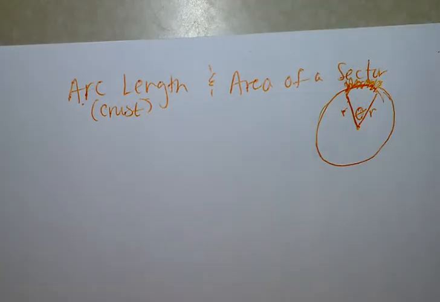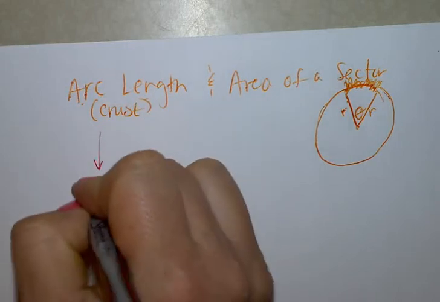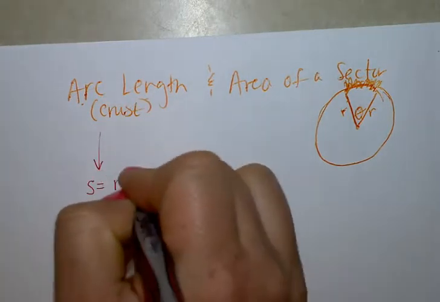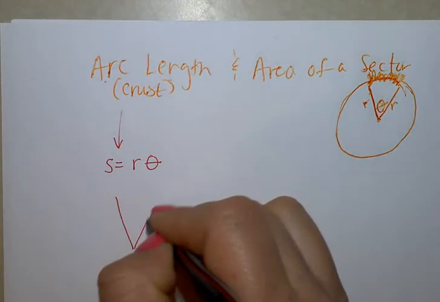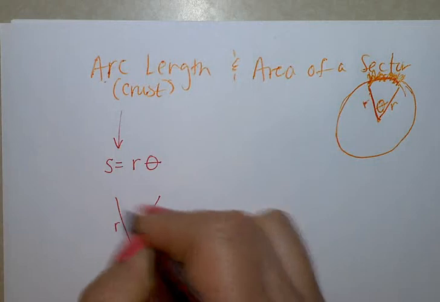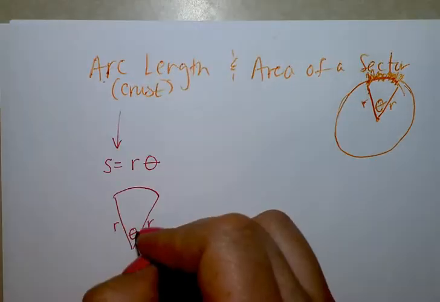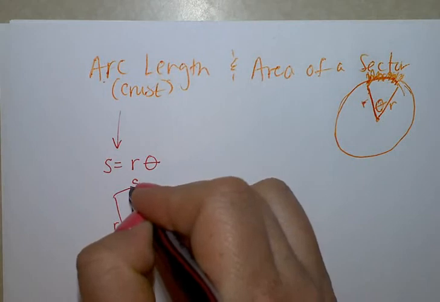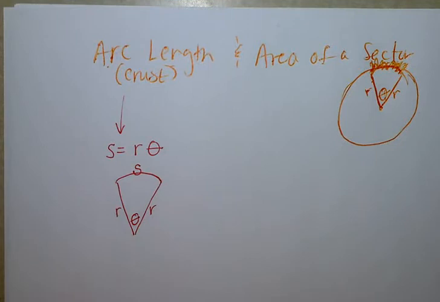Now here are the 2 formulas that you need to have memorized. First is arc length. The arc length is written as S equals R times theta. And I'm going to draw a piece of pizza here. These two will always be the exact same length. This is your central angle. And we use an S to represent the arc length or the crust. Now, fairly easy to do.